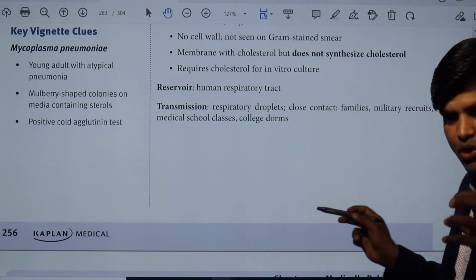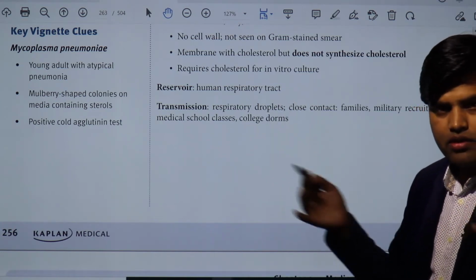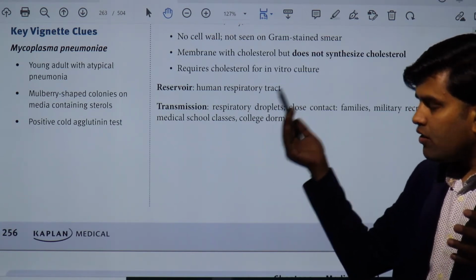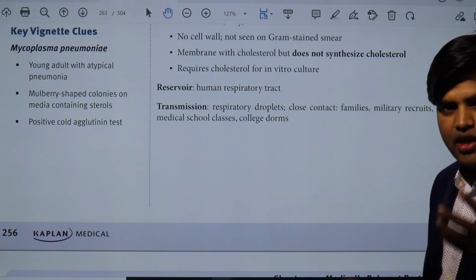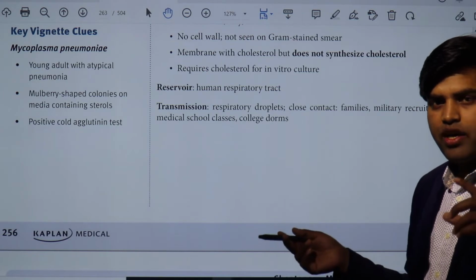These are the three things by which you can diagnose Mycoplasma pneumonia. There should be a presentation in a young adult, there will be fried egg or mulberry-shaped colonies on media containing sterol, that is Eaton agar or say PPLO agar, and there will be a positive cold agglutination test.